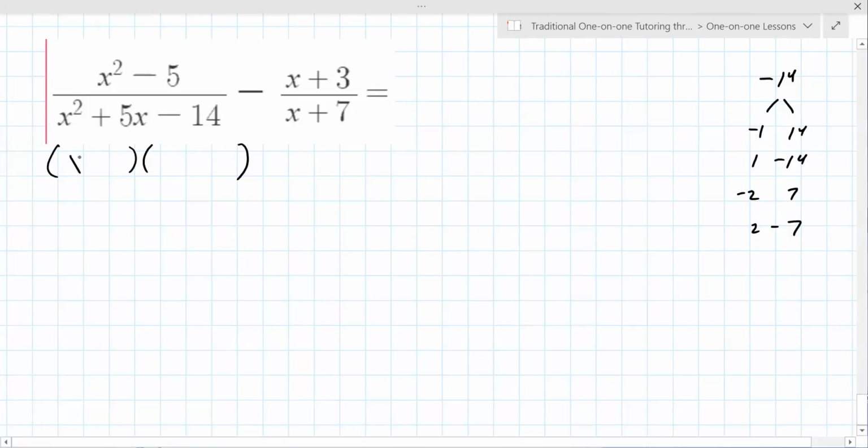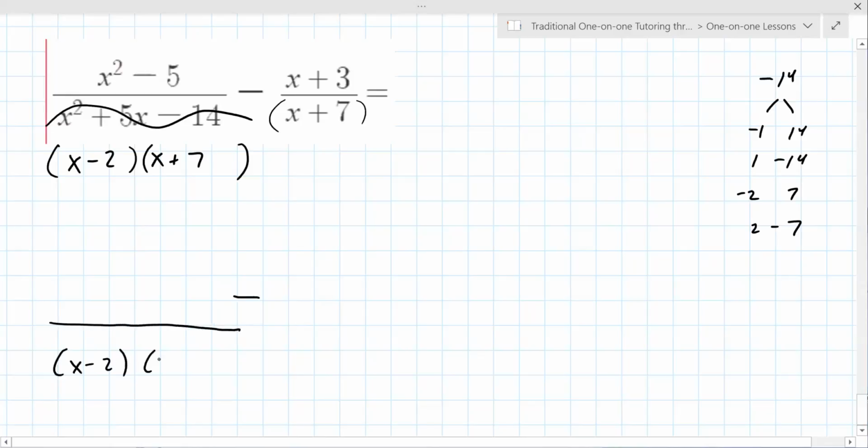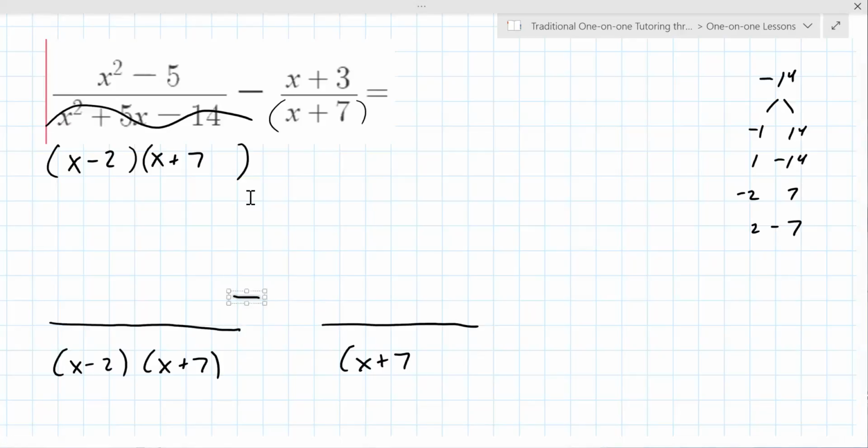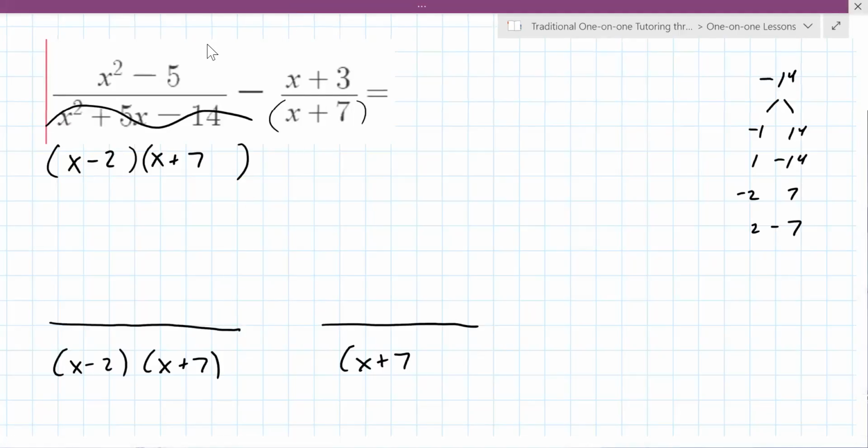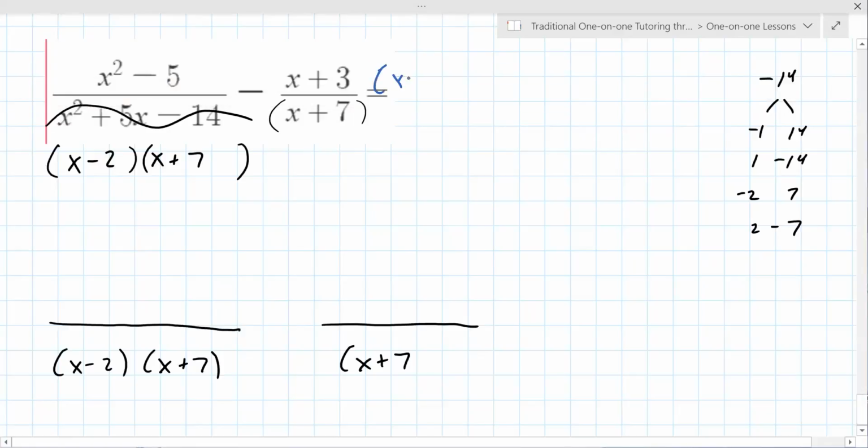-2 and 7. X minus 2, x plus 7. So that takes the place of this bottom here. Do you see how there's an x plus 7 in both? Yeah. So the common denominator here has to include an x plus 7, but the one on the right is missing an x minus 2. Do you see that? Yeah. So that means we're going to multiply this by x minus 2 on the top and this by x minus 2 on the bottom.